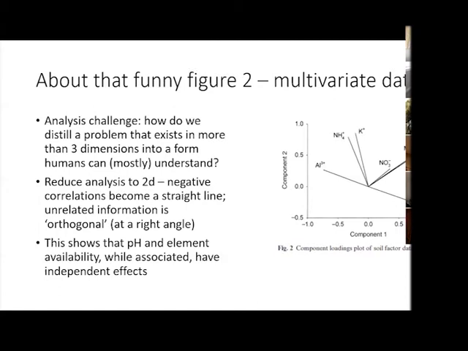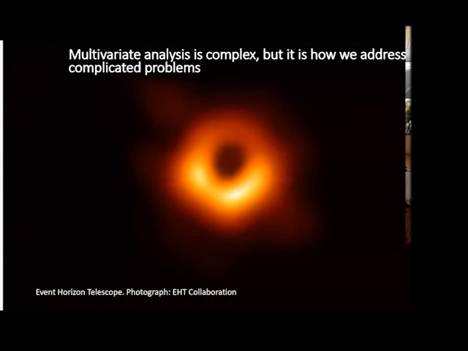And here's a cool example. Do you remember this from last year? This is a picture of a black hole. I can't remember how far away it is. It's the Event Horizon Telescope image. It was just like a major achievement. What they had to confront was a multidimensional problem.